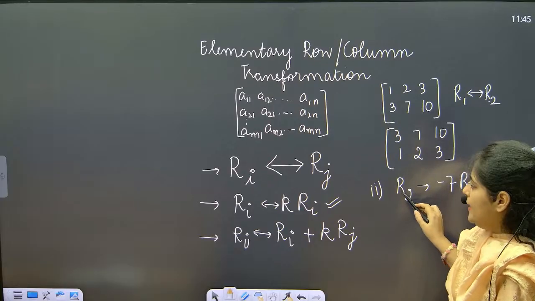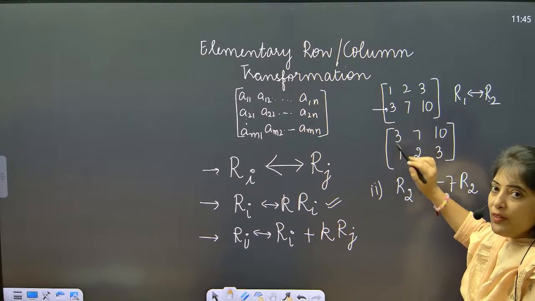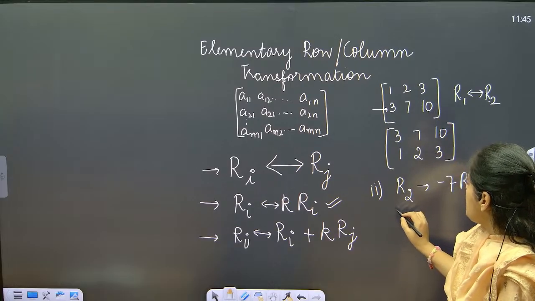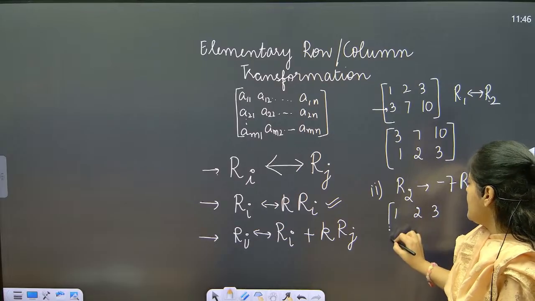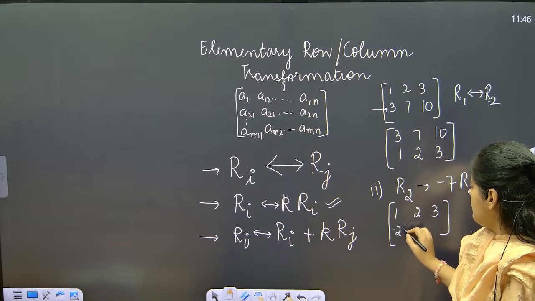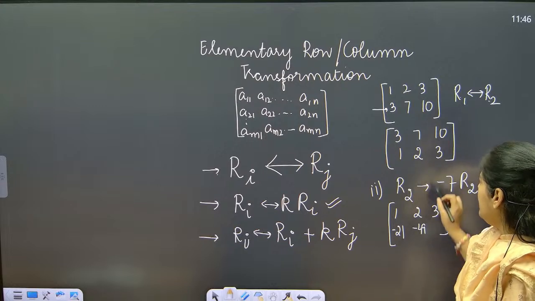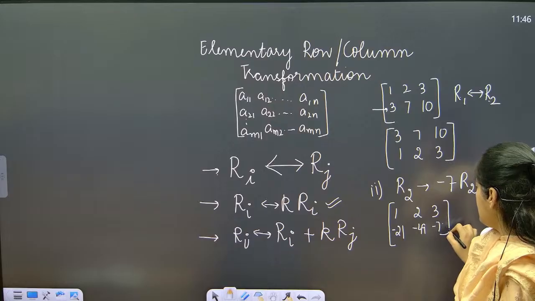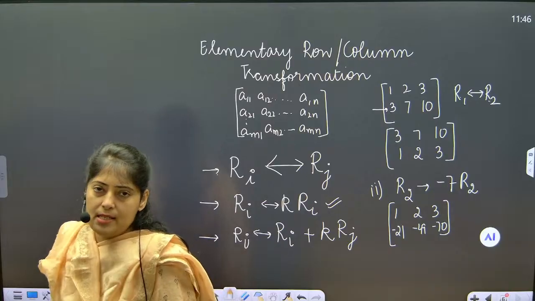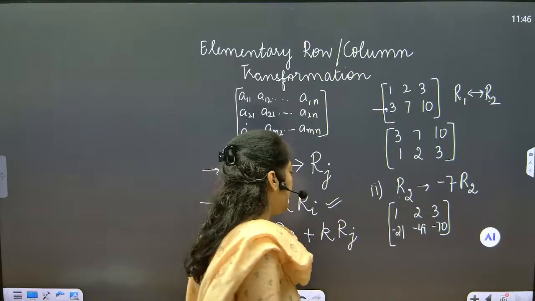So now R2 I am multiplying with -7. And we have to do it with the original matrix. Whatever I'm doing, I'm doing with the original matrix right now. So 1, 2, 3 as it is. Row 1 is as it is. Row 2 I am multiplying with -7: -7 threes are -21, -49, and 10 times -7 is -70. So all three numbers will be multiplied with -7, and only row 2 I am changing. Okay.